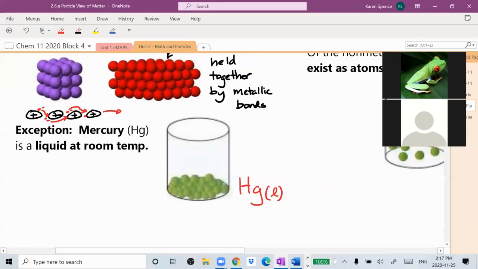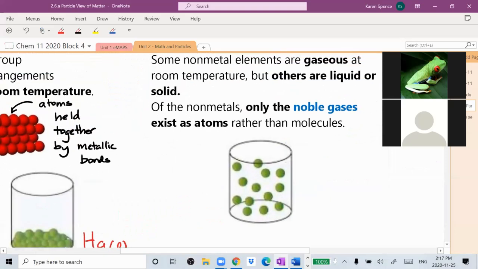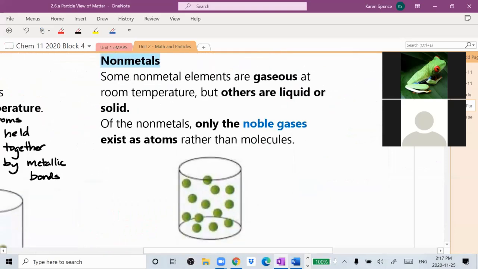All right, that was an excellent question. Now, where else do we find atoms in nature? We will also find them as non-metal elements. The only ones that are atoms, only the noble gases exist as atoms.